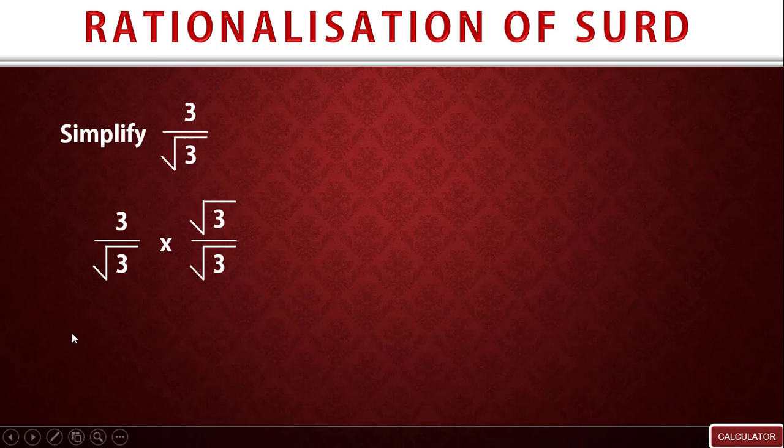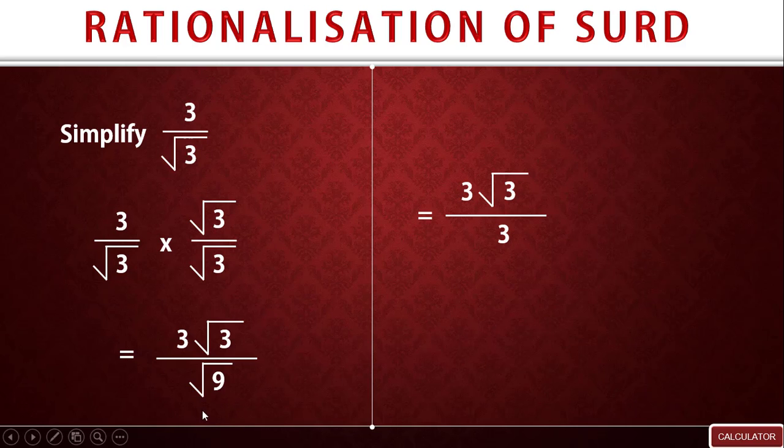From there, when we multiply the numerator side, we have 3 times root 3, and that will give us 3 root 3 all over, then root 3 times root 3, that will give us root 9. So the next thing to do now, we have 3 root 3 all over 3, because the square root of 9 is 3.